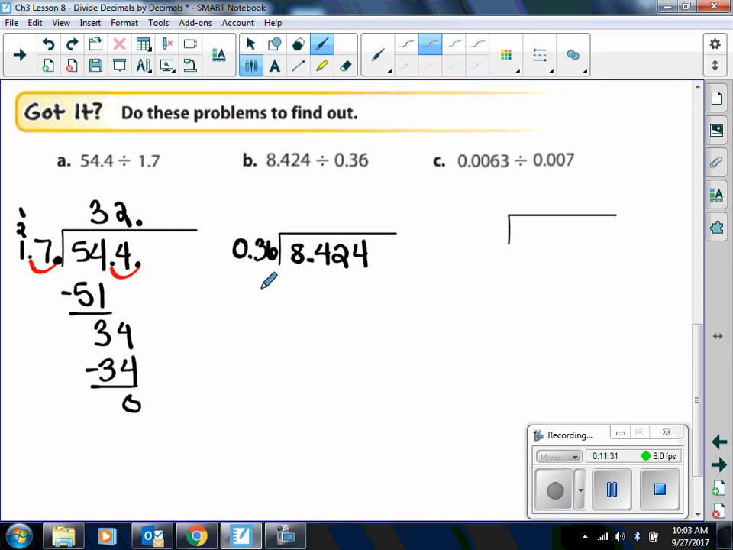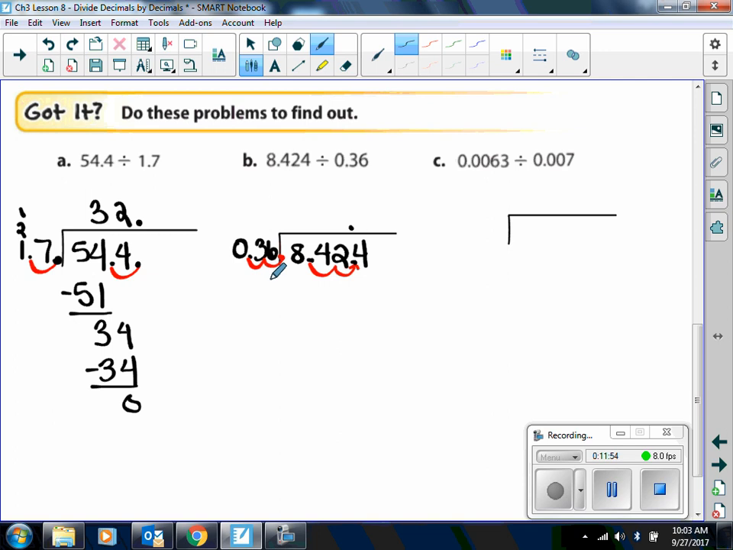2 times. So 1, 2, move the decimal to the right twice, and so that means I have to do the same thing in the dividend. So now my decimal is going to go straight up here. So there's where the new decimal is, goes straight up. You see that? Good. So now we just divide.